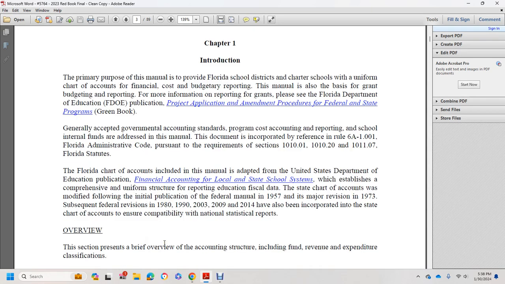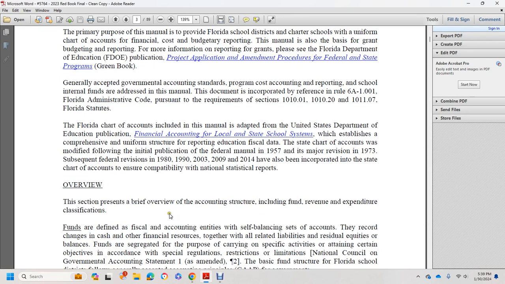The Florida Chart of Accounts includes the manual adopted with the U.S. Department of Education publication Financial Accounting for Local, State, and School Systems, which establishes a comprehensive and uniform structure for the reporting of educational data. The state chart of accounts was modified following the initial publication of the federal manual in 1957, the major revision in 1973, and subsequent federal revisions in 1980, 1990, 2003, 2009, and 2014 have also been incorporated into the state chart of accounts to ensure compatibility with national statistical reports.